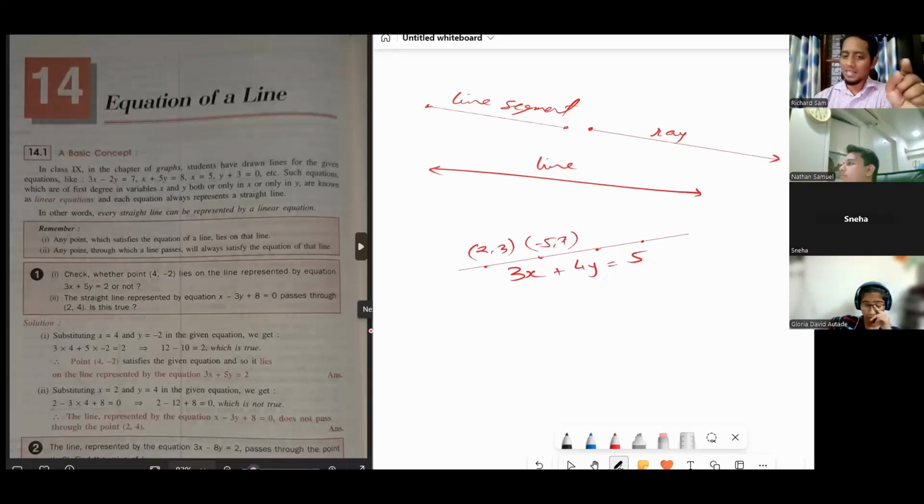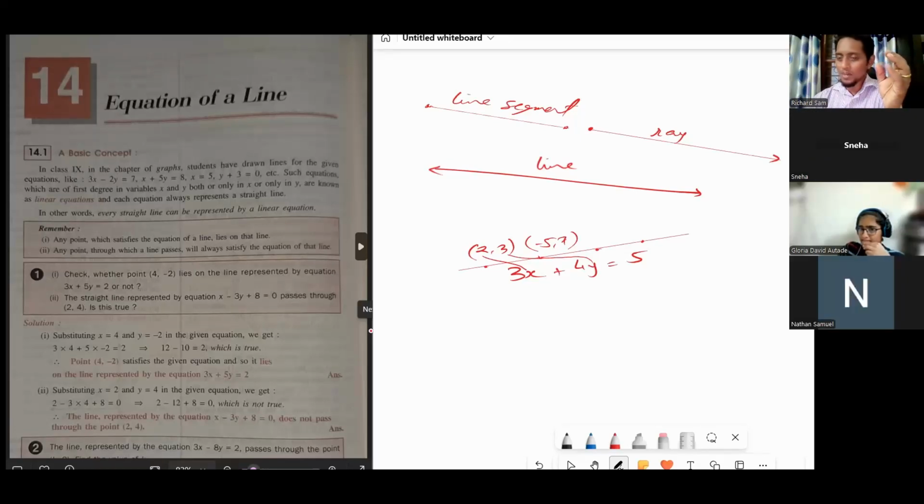If these points lie on the line, then if you substitute these values in the equation, that is, if you put 2 in place of x and 3 in place of y, this equation will get satisfied. If you take any point on the line and substitute in this equation, the equation will get satisfied. Satisfied meaning its left side will be equal to the right side.